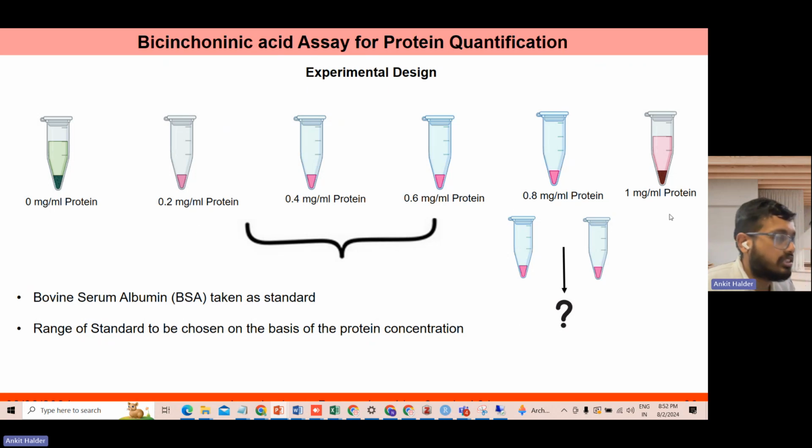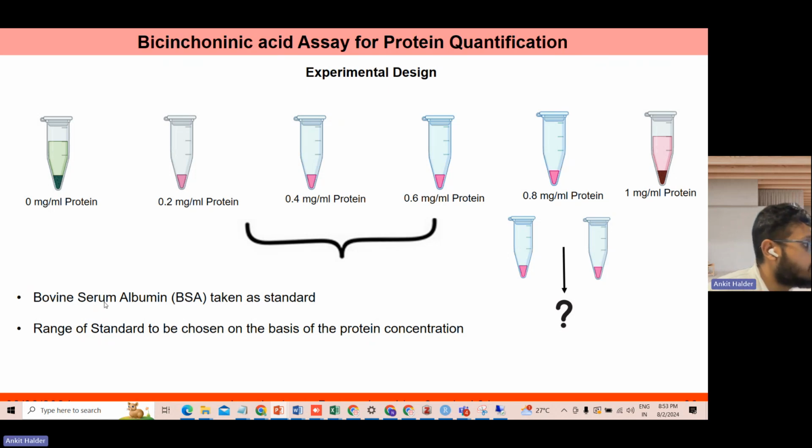So the range of the standards should be within that particular range where we predict that our unknown concentration of the protein would lie. Because we should not extrapolate our standard to get the results. Rather, we should stay within the range.